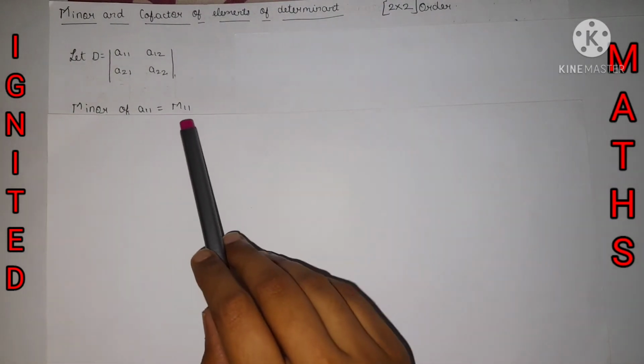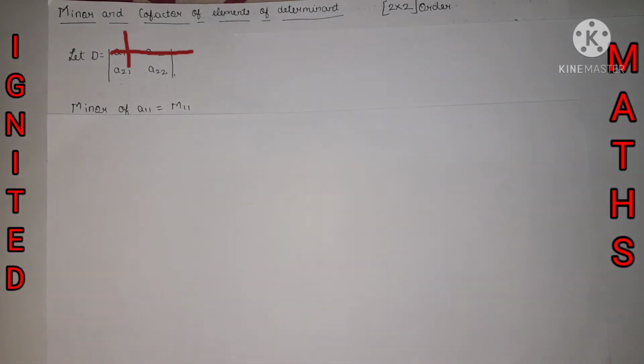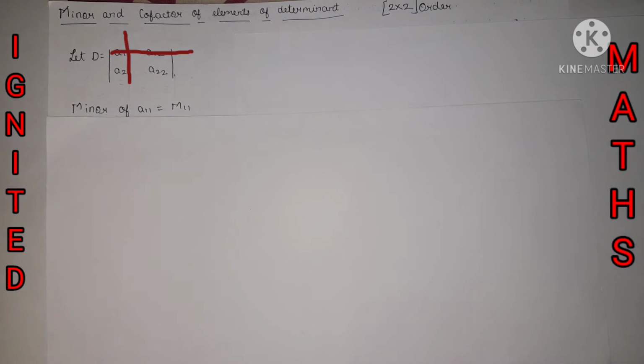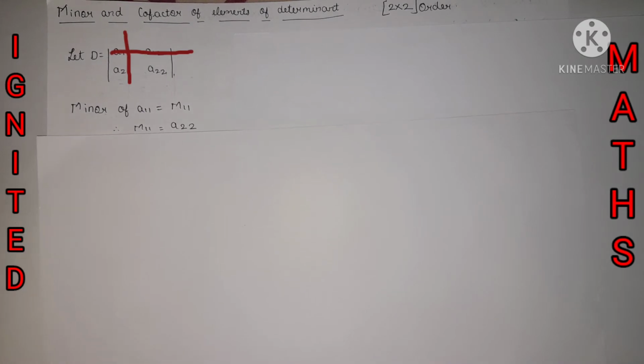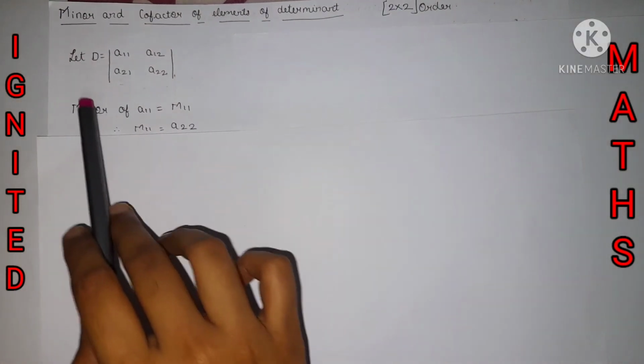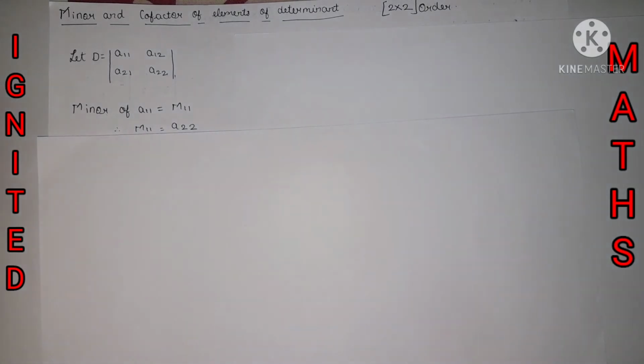That is M of 11, that is minor of 11. So hide the first row and the first column. If we hide it, we get the leftover term, that is nothing but A22. So minor of A11 is equal to A22. This is how we need to find the minor of these specific elements. We have come across only one element. Now 3 more elements to do to complete the minors.